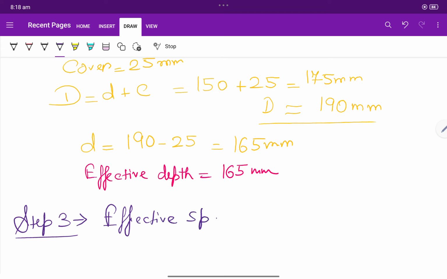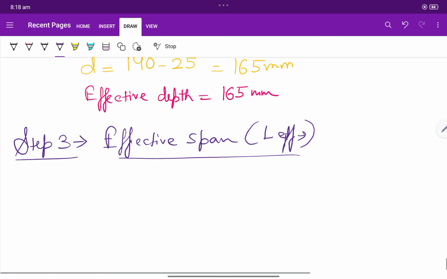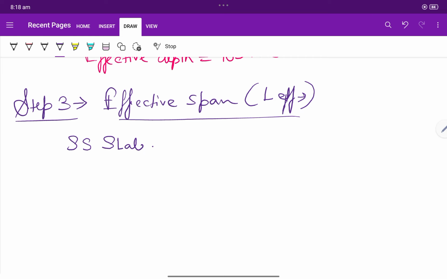Effective span, that is L effective calculation. So this is a simply supported slab. For a simply supported slab, we know that L effective is clear span plus d, or clear span plus half of the width plus half of the width, whichever is minimum. So we will do both the things.